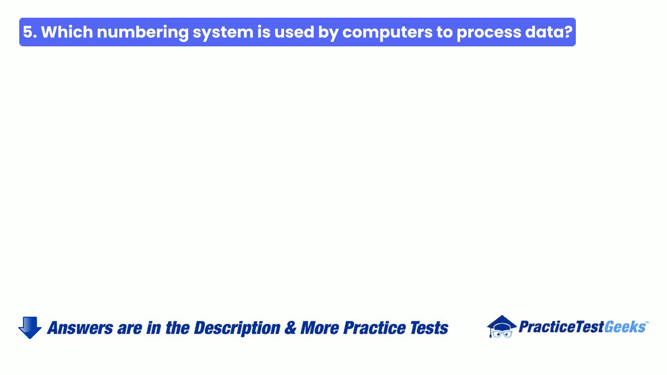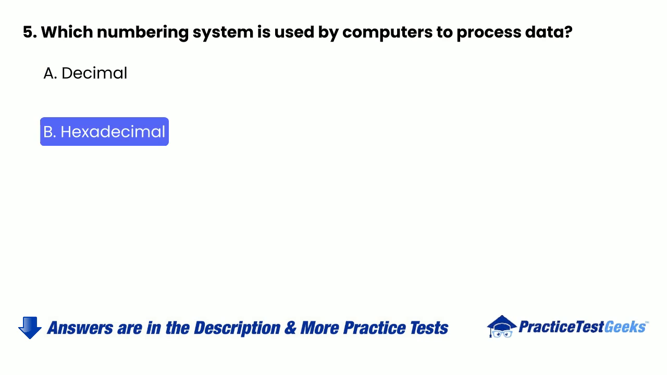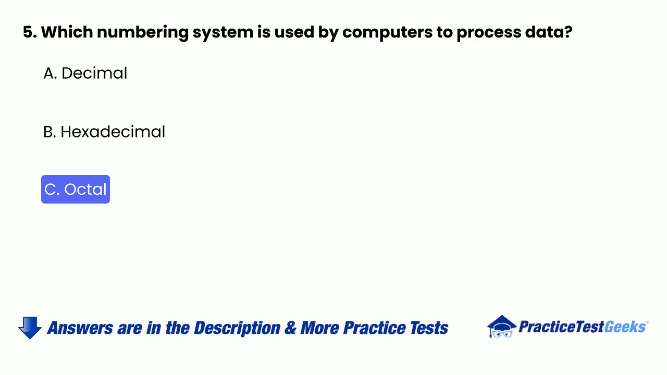5. Which numbering system is used by computers to process data? A. Decimal. B. Hexadecimal. C. Octal. D. Binary.